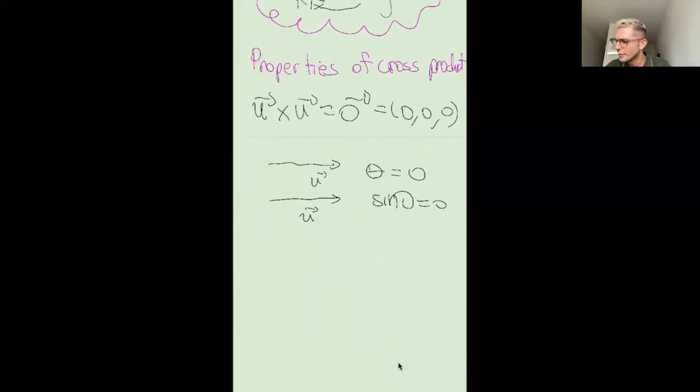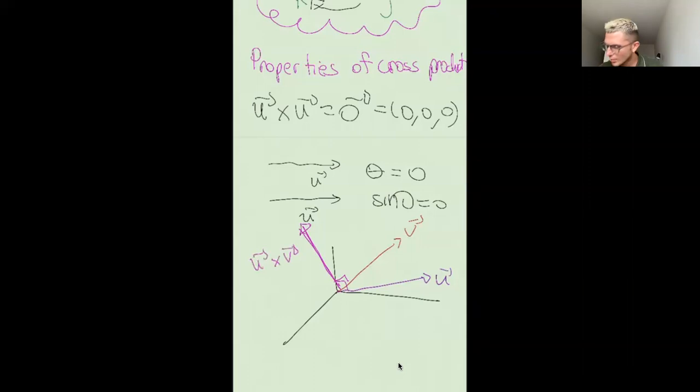If you actually think of putting the vectors somewhere, for example here's u and here's v, in general the cross product is a vector perpendicular to both of them. So here's somewhere u cross v. But that's a good observation: if two vectors are parallel, which is a more general situation, then their cross product vanishes.